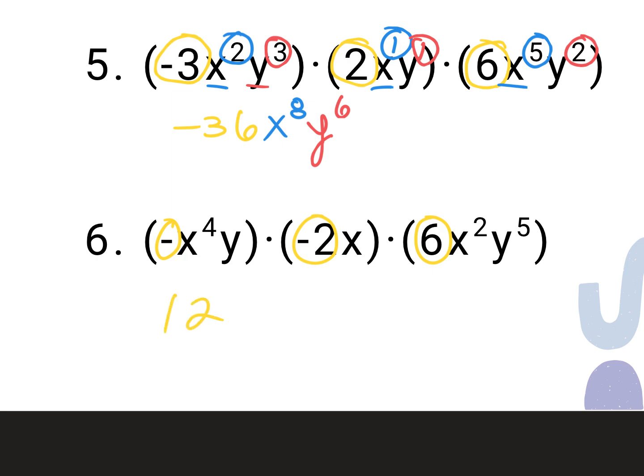Perfect. So now I'm going to look at my x's. I have an x, I have 1 there, and I have 2 there. I'm going to rewrite my base and then add my exponents. What's 4 plus 1? Plus 2? 7. Good. And then I'm going to look at my y's. I'm going to rewrite my y. I have 1 there, none there, and 5 there. So what's 1 plus 5? There you go. Good job.